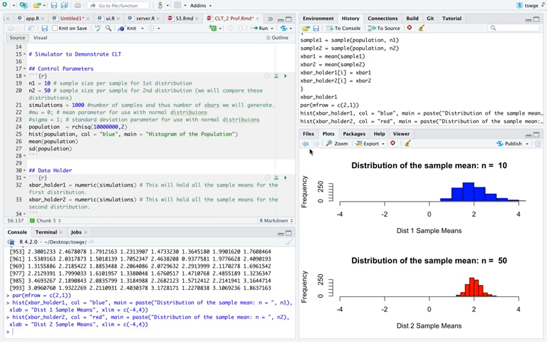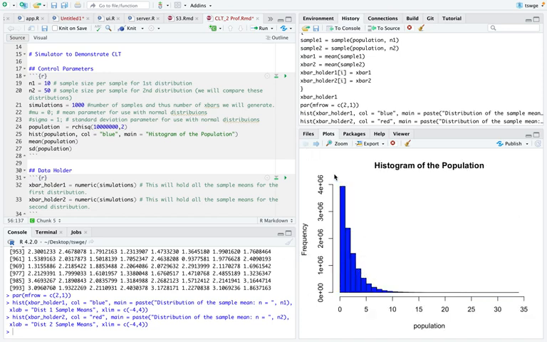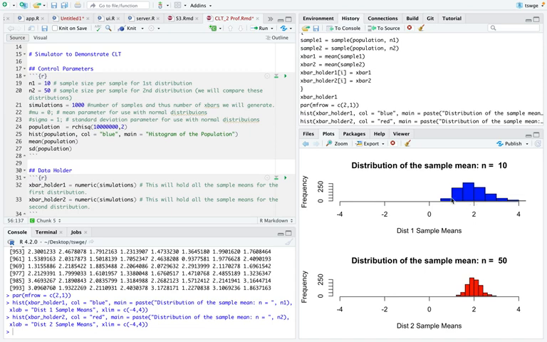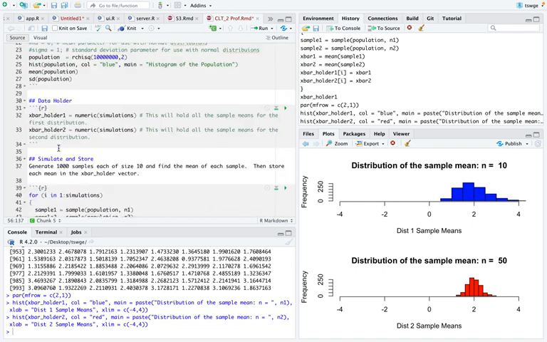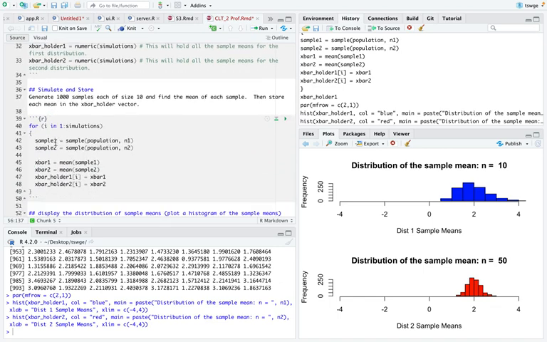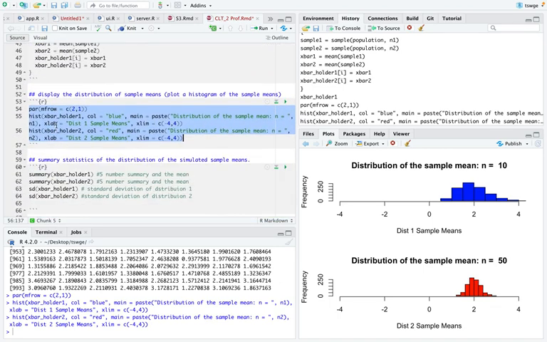This is only a 10, and I'm pulling from a non-normal distribution, so I expect to see a little bit of significant difference from a normal distribution. But these were a 50, and that looks pretty consistent with a normal distribution. If I sampled 100, it would look even more consistent with a normal distribution. But notice that these have a mean of 2. So we came down here, we made our holders, we took our samples, and we made our histograms.